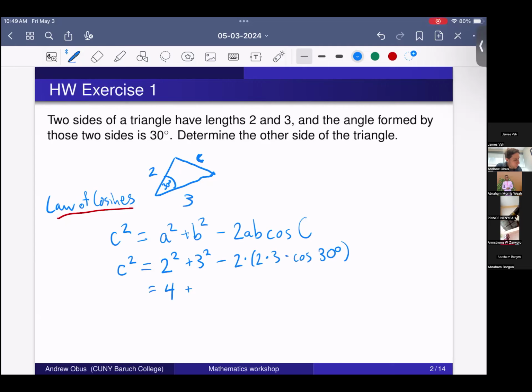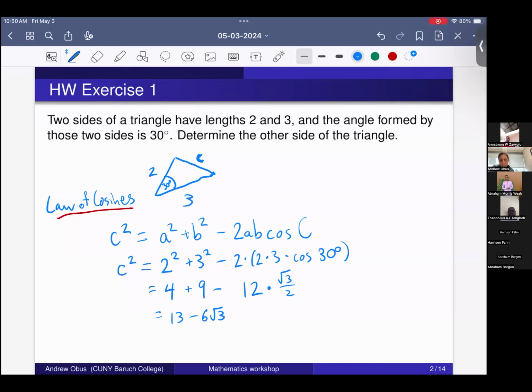So that's 4 plus 9 minus 2 times 2 times 3, which is 12, and then cosine of 30 degrees is root 3 over 2. Exactly. So this becomes 13 minus 6 times square root of 3. And what is the problem asking us to find? So this is c squared equals 13 minus 6 square root of 3.